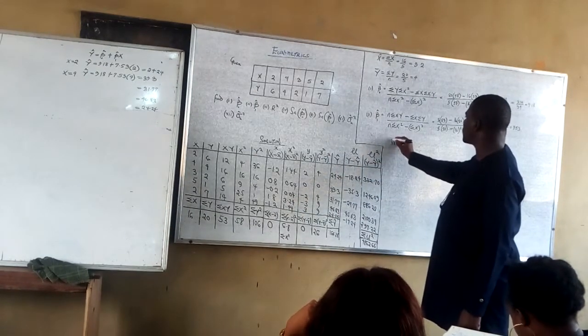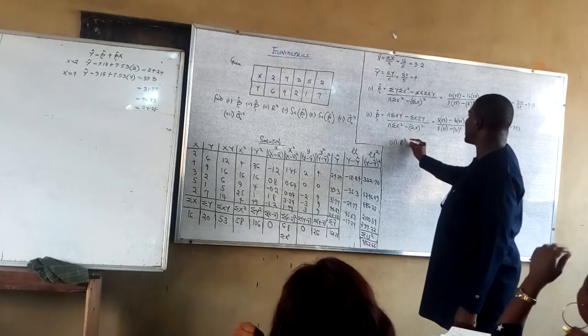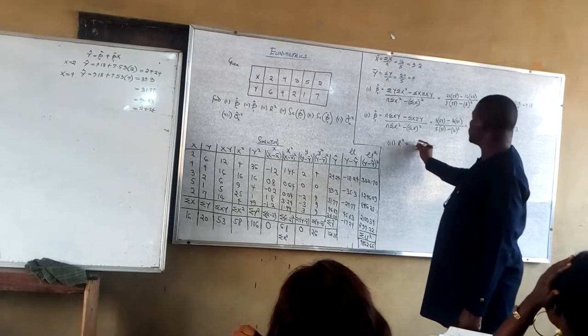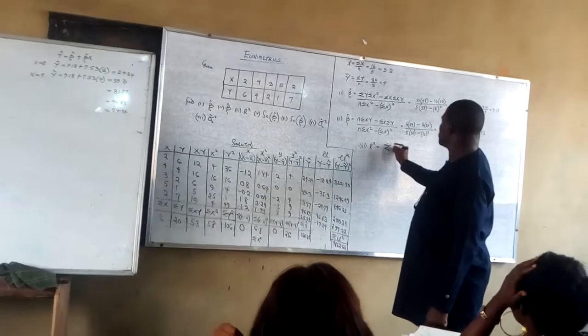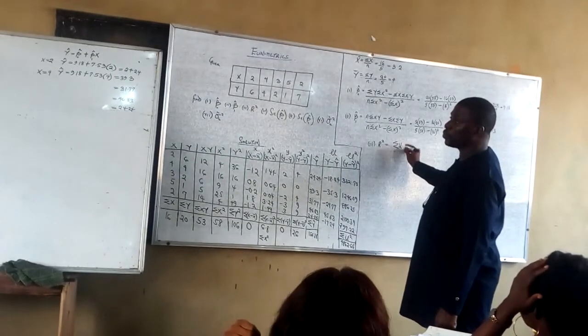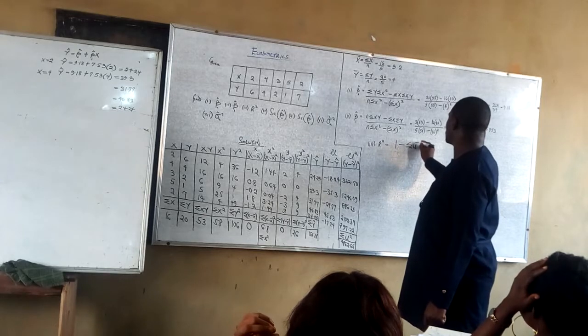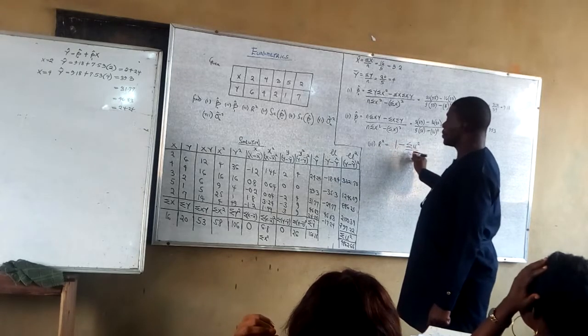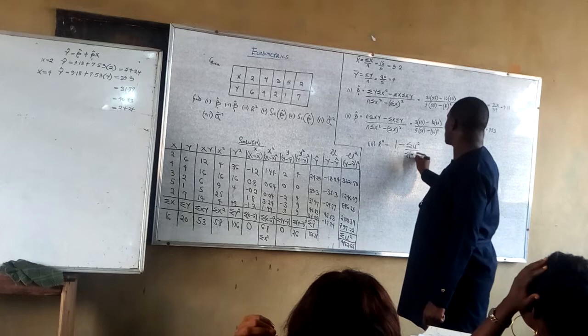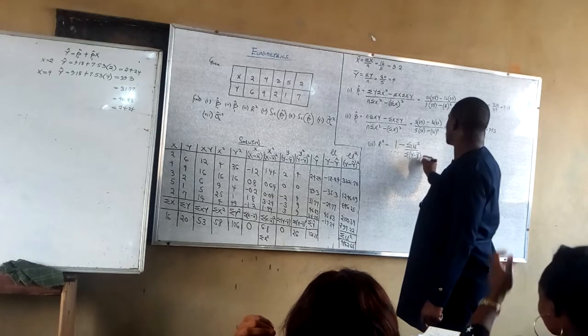Roman figure 3. R square is 1 minus summation u square over summation y minus y bar square.